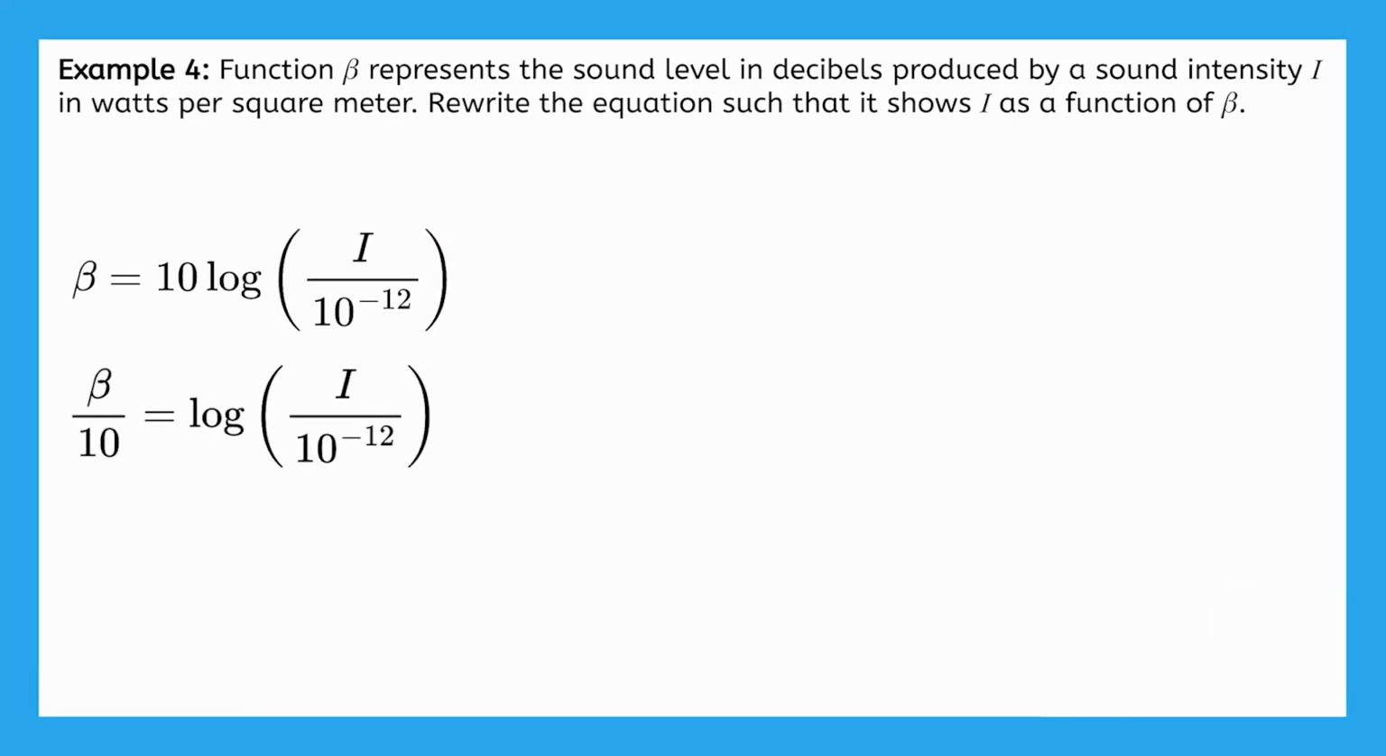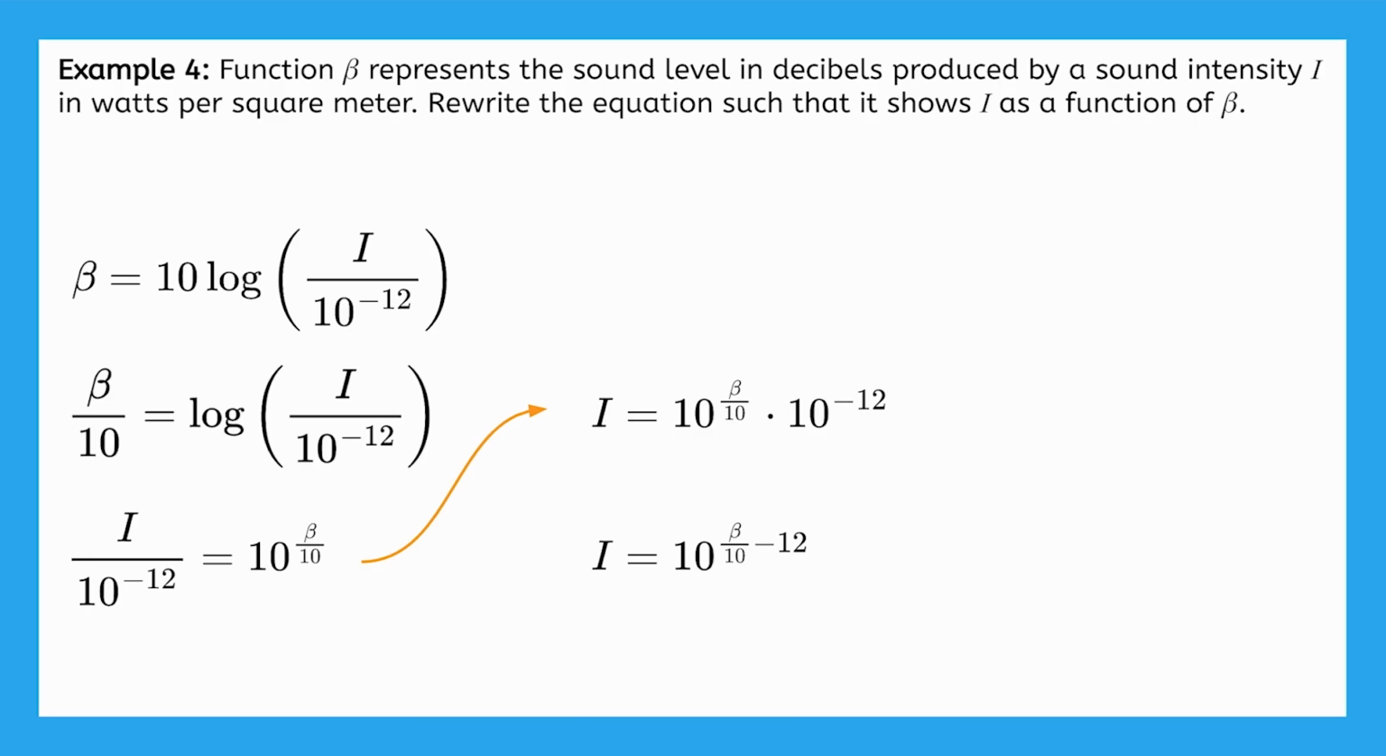We start by dividing both sides by 10. Then, having in mind that the base of this logarithm is 10, we rewrite the equation in exponential form. Next, we can multiply both sides by 10 to the negative 12. Lastly, since we have two powers of 10 multiplying together, we can combine them by adding the exponents. Our equation ends up as I equals 10 to the beta over 10 minus 12.